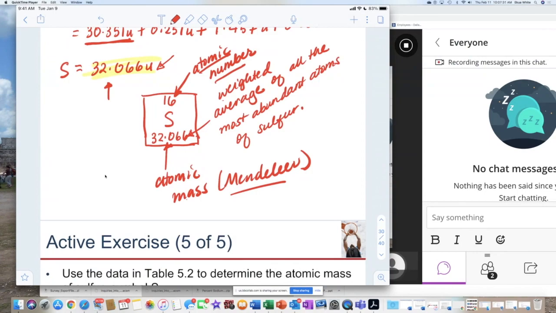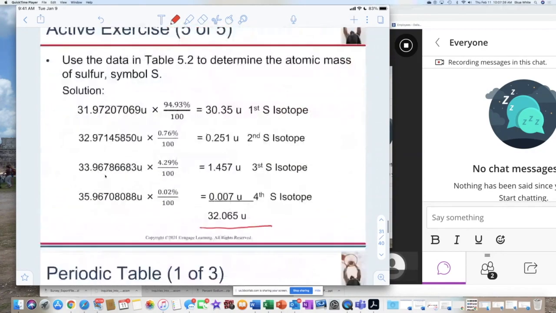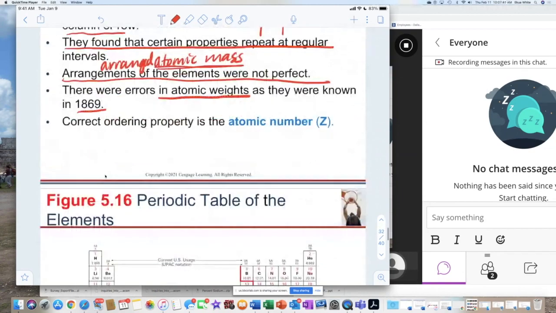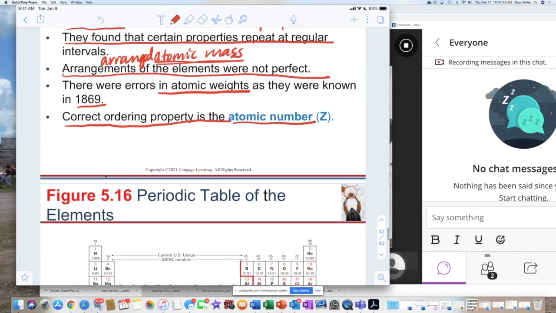If the atomic mass changes slightly because of the number of neutrons or something, that changes where you place the element. Okay, so a more reliable number was the atomic number. So our quote unquote modern periodic table is sorted according to atomic number.